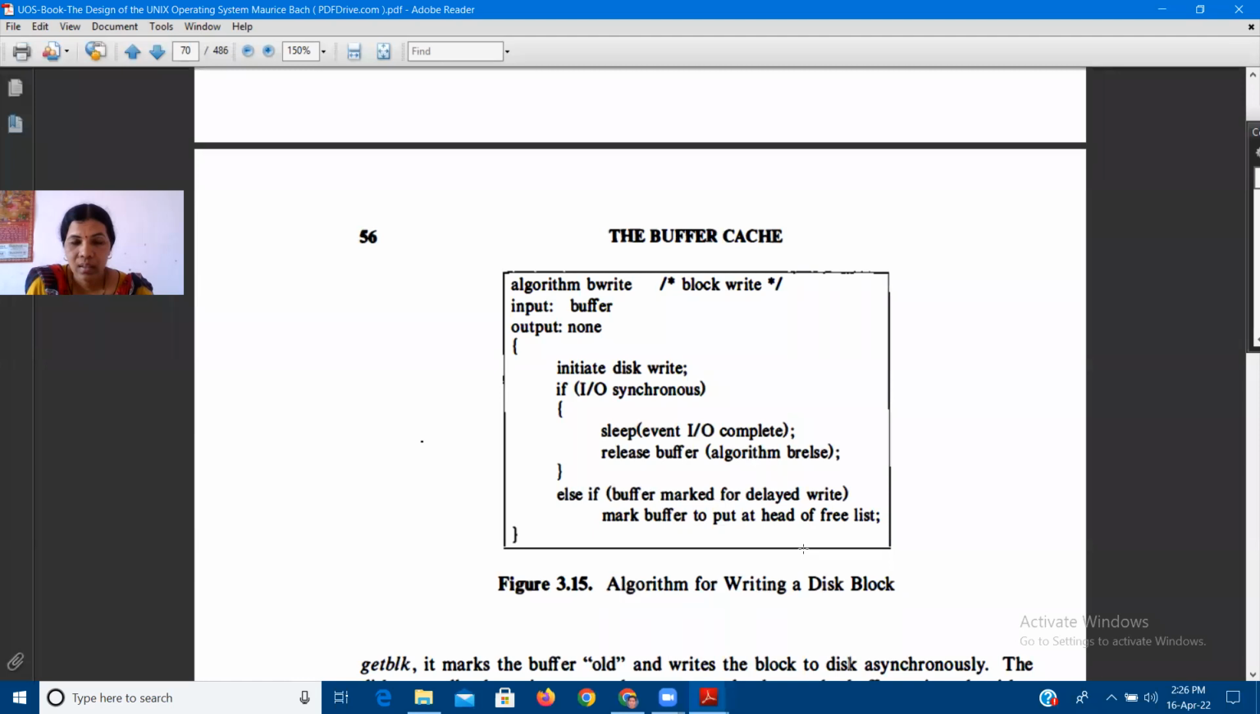So for that reason such buffers are kept at head of the free list. Such buffers are kept at head of the free list so that kernel will listen to that buffer as the status of that buffer is delayed write, so it starts its writing according to the third scenario. So this is given over here. This is about the bwrite algorithm. So write down this algorithm.